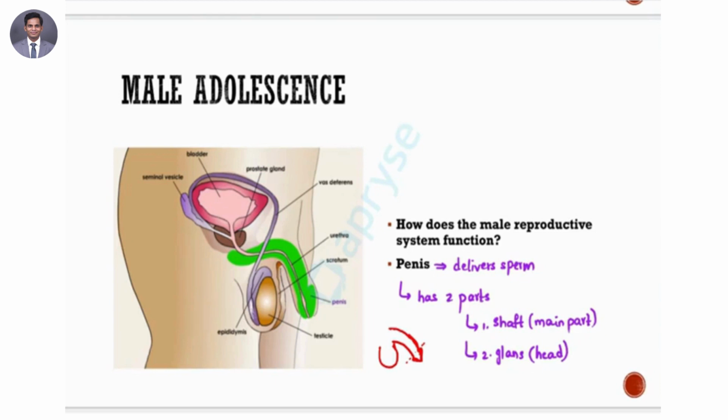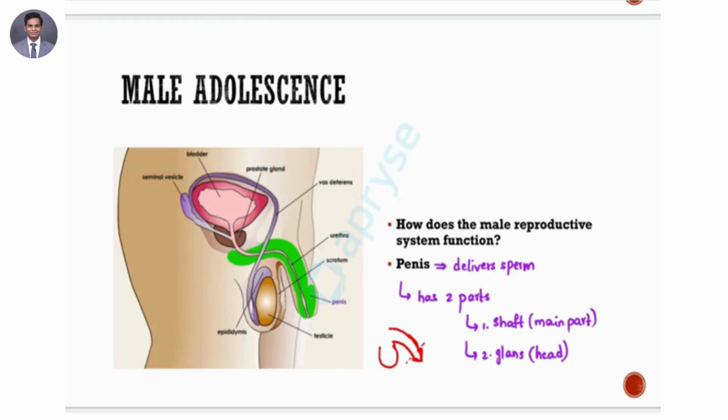So we start with the penis. You must have heard of the name penis. That is probably the first thing that you would think about when you talk about the male reproductive system. So where is the penis? You can see the green color here.